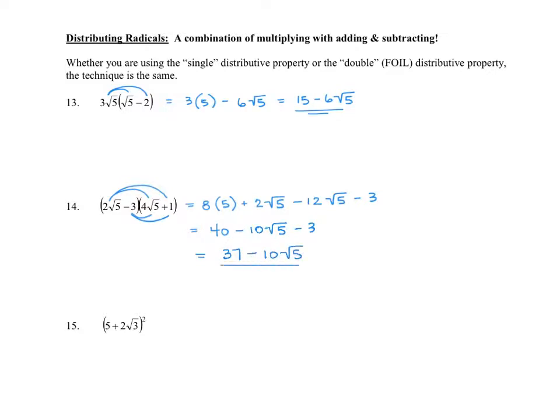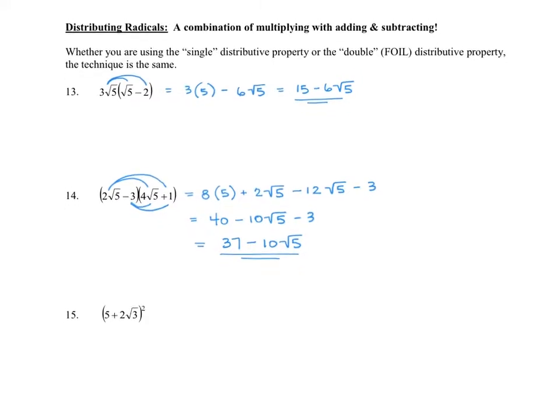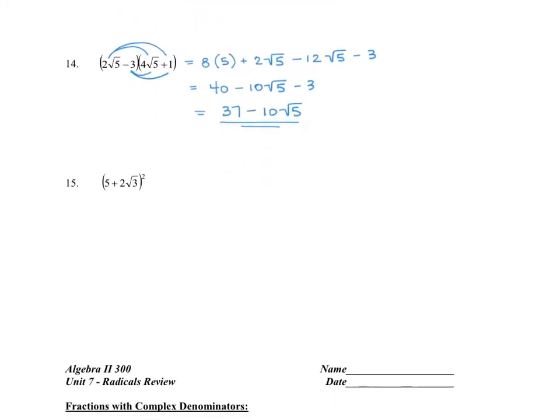The final example of 5 plus 2 rad 3 squared, remember, means we're multiplying two of those together. So it's essentially saying 5 plus 2 rad 3 times 5 plus 2 rad 3. And again, we need to FOIL or double distribute.